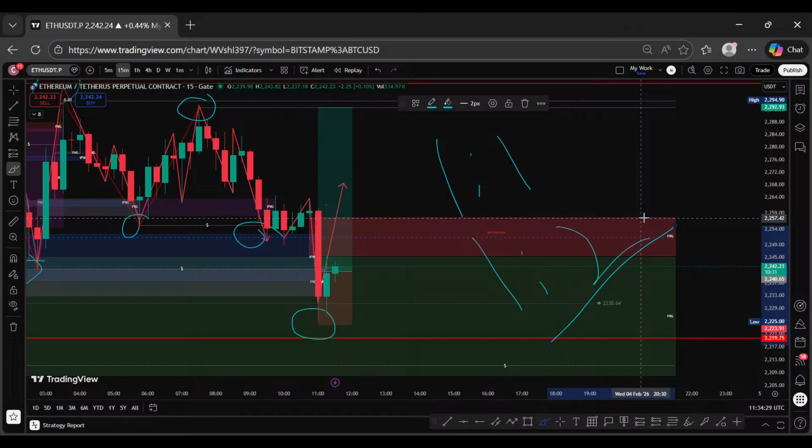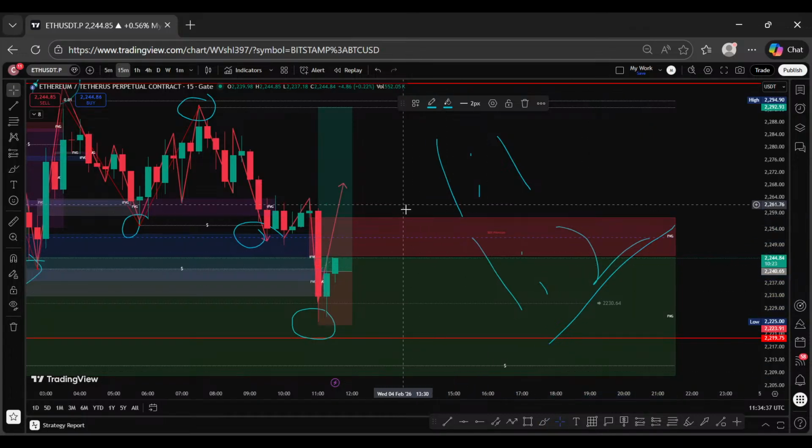So remember, patience is the key. We don't enter until price gives us the confirmation. So right now is the entry point for ETHUSDT.